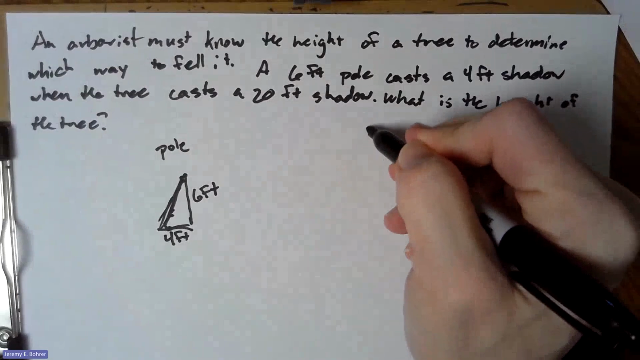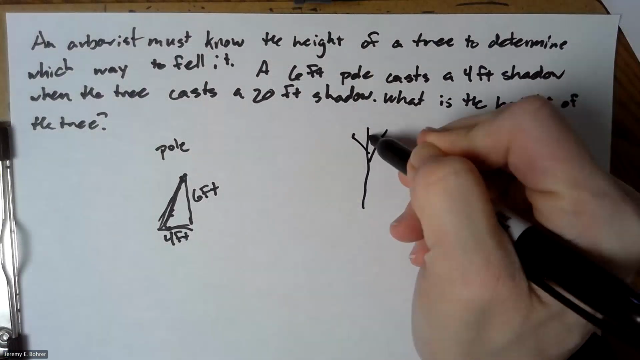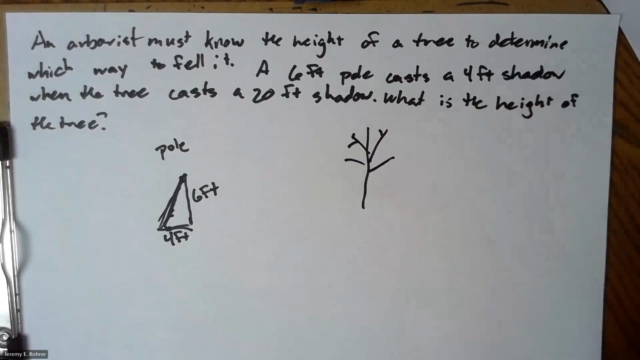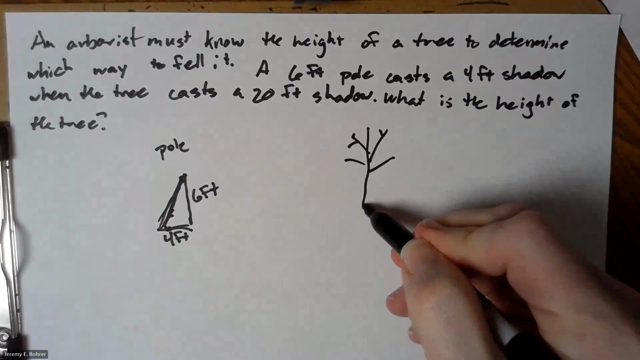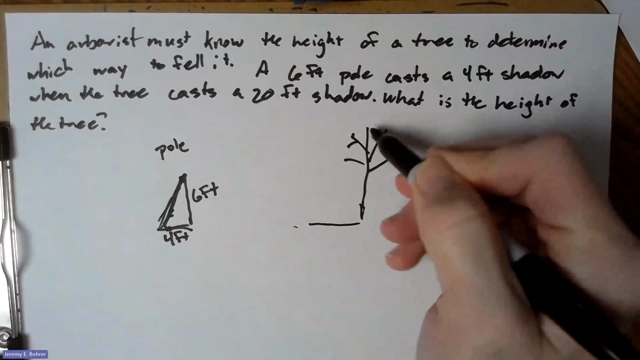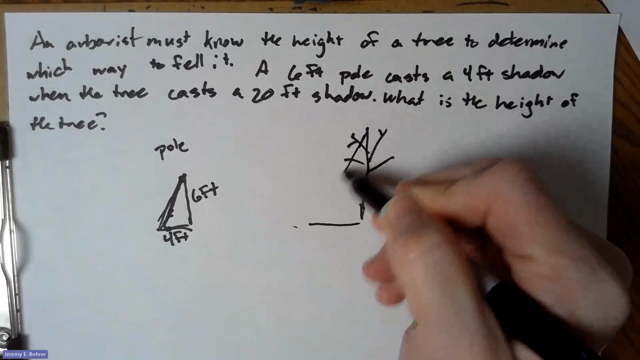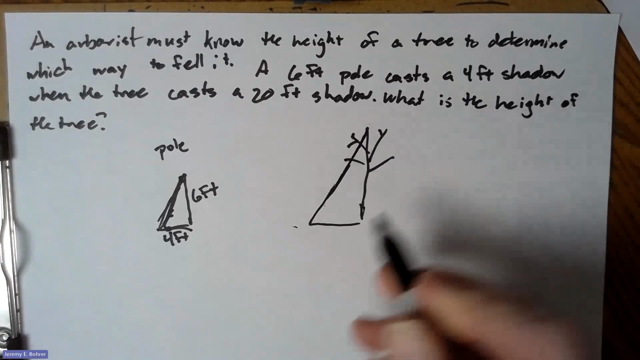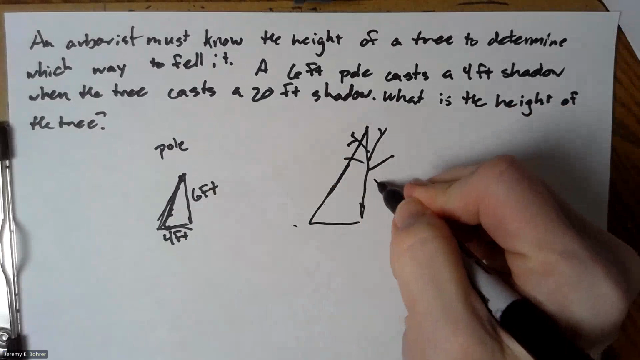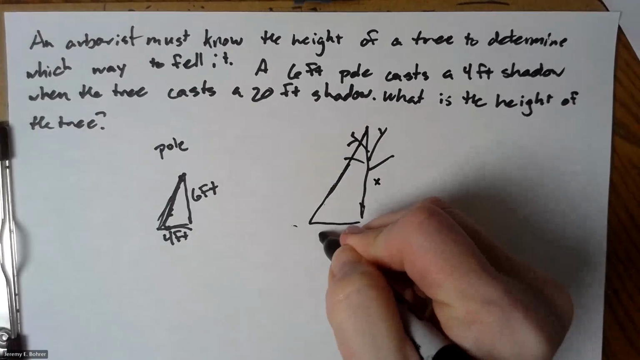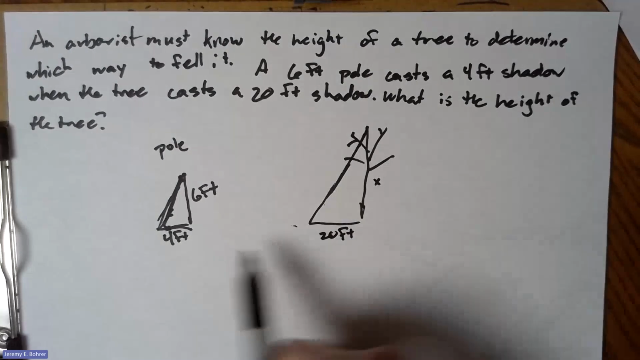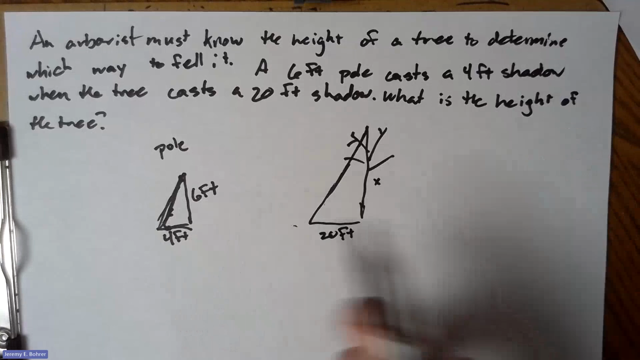At the same time, we've got our tree. Very cool tree. And the tree casts a shadow, and the top of the tree with the shadow makes a similar triangle to the pole with its shadow. Well, then we've got side x over 20 is equal to 6 over 4.